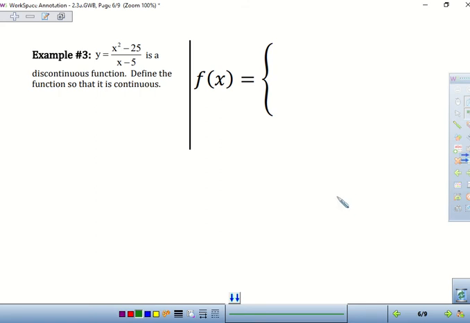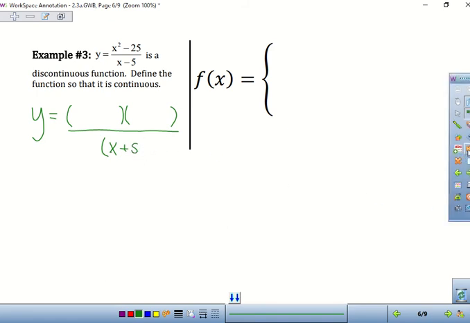Okay, so first thing we have here is this function, and it's a discontinuous function, and we're going to define the function so that it is continuous. We're going to figure out what type of discontinuity this function has. So step 1 to doing that is to factor it. So what is the numerator going to factor into? X plus 5, x minus 5.